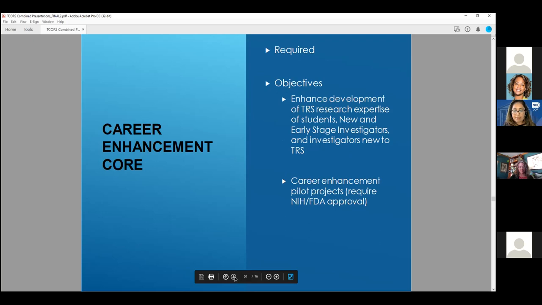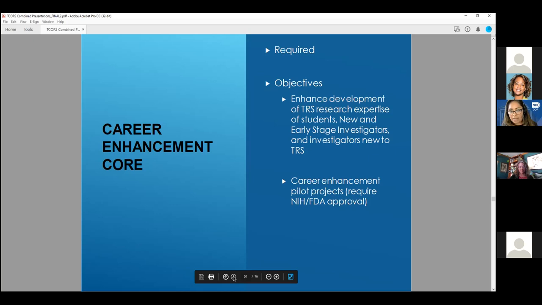Okay. Another important key component of the T-Course is the Career Enhancement Core. This core will basically concentrate on research experiences and related activities that will enhance the development of tobacco regulatory science expertise. And this will be among students, fellows, scholars, new and early stage investigators, and investigators that are new to tobacco regulatory science. One of the goals of the Career Enhancement Core is that perhaps some of these people participating in this call will eventually become independent tobacco regulatory science PIs.